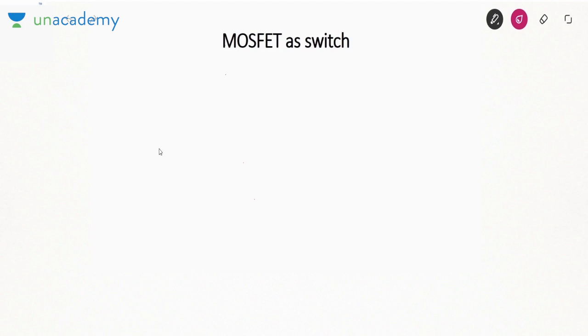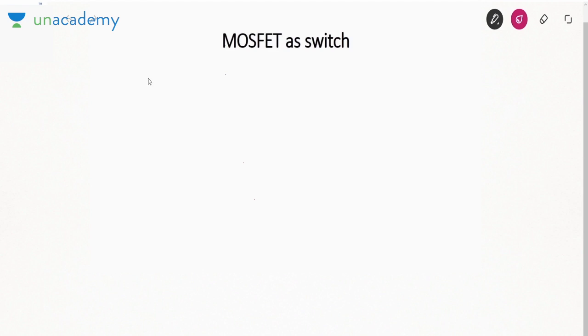a switch. Like in BJT, what did we see? In active region, BJT works as an amplifier. In cutoff and saturation, it works as a switch. Similarly, MOSFET works as an amplifier in saturation region. In cutoff and linear, it will work as a switch.